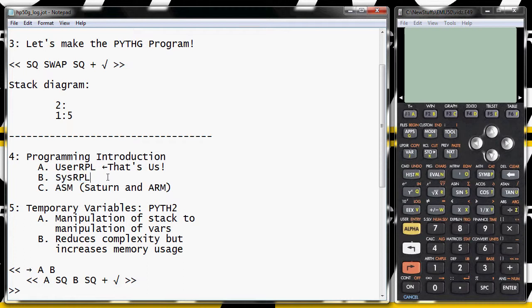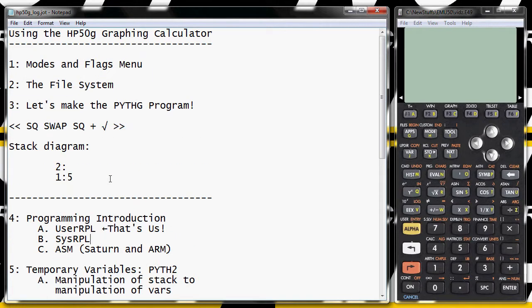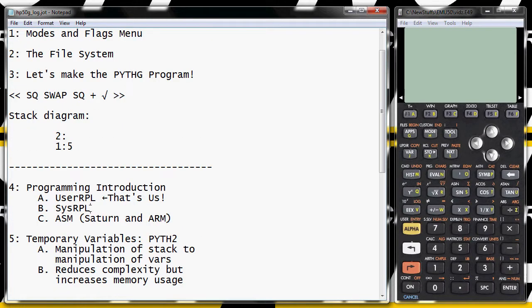Both UserRPL and System RPL share some characteristics. You use the stack for your memory, so you're directly manipulating the stack when you do these functions. That makes it very intuitive, and it makes it a nice little language, because all you have to do is simply remember how you use your calculator normally, and that's all you have to do to know how to program. You just simply have to know the functions.